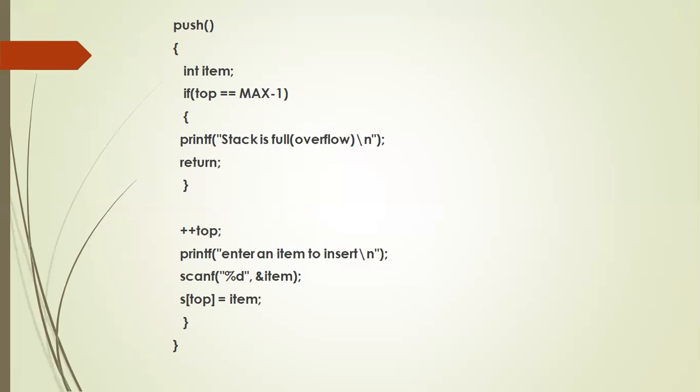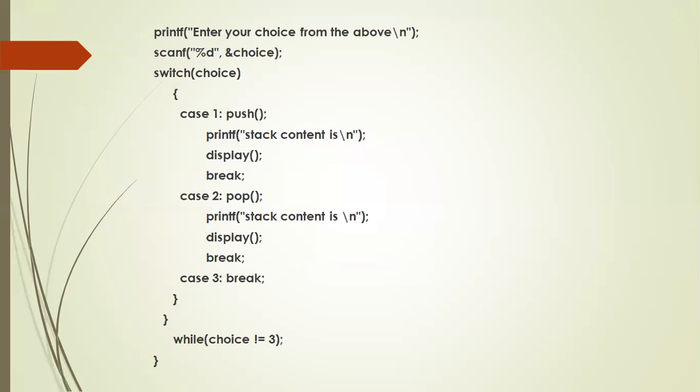Okay, next, enter the item to insert. I'm inputting one number, 10. Now top is how much? Top from -1 has become 0. Item is 10, so 10 goes to the 0th location of S. So 10 is inserted in the 0th location, or the location with subscript 0. Go backward. Second time also, I give choice equal to 1 only.